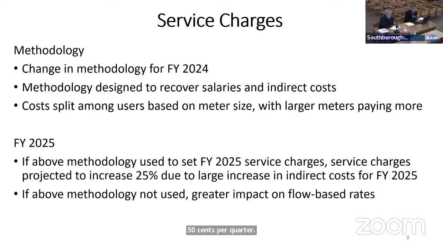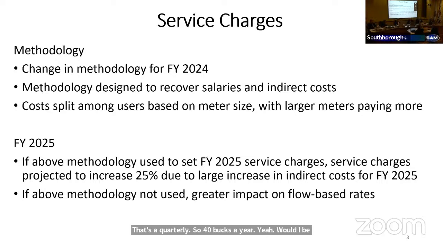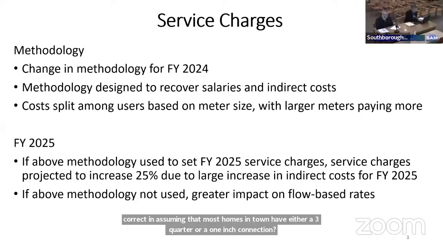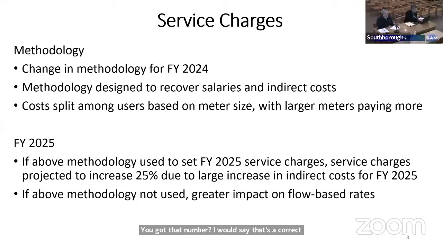Would I be correct in assuming that most homes in town have either a 3/4 or a 1-inch connection? I would say that's a correct assumption, but I haven't been here long enough to say that confidently. The smallest meter size is 5/8 inch, and commonly residential accounts have 5/8 inch, 3/4, sometimes an inch in size, but not usually more than that. I have some counts that we compiled last year, if that's helpful. We can take that offline.